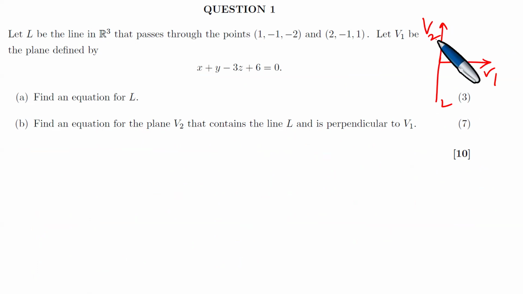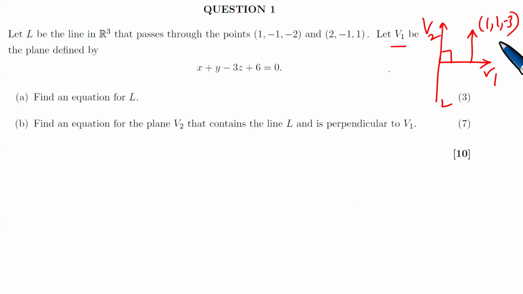Okay, there's plane V2, plane V1, and they're perpendicular to each other. And then we have the line L here. And we have noted that (1, 1, -3), let V1 be the plane defined by this. So if V1 is defined by that, it means that we have a normal to it. A normal to V1 is this one, (1, 1, -3). So we are able to get a normal here.